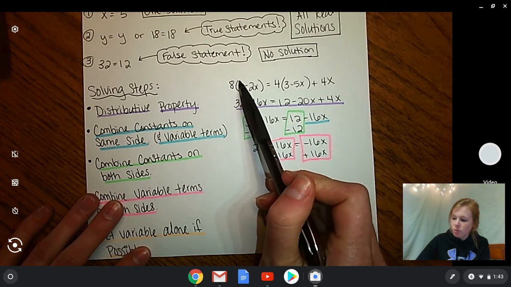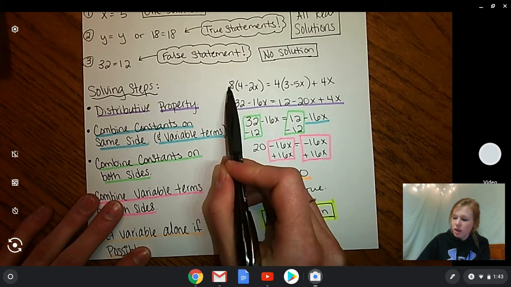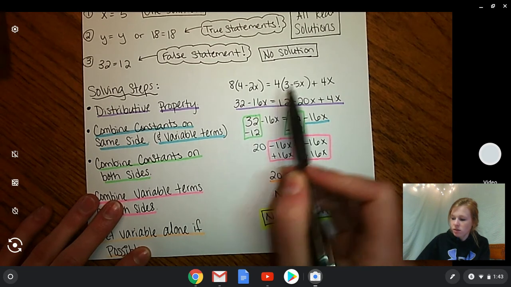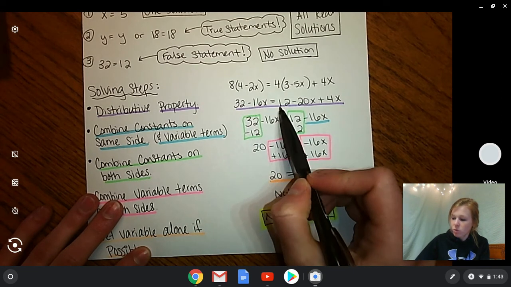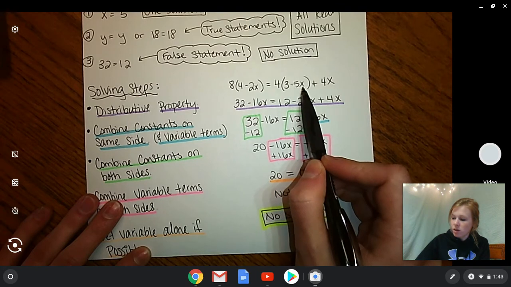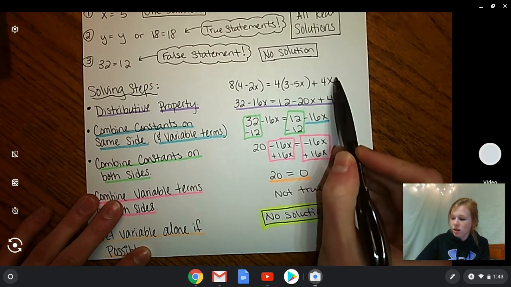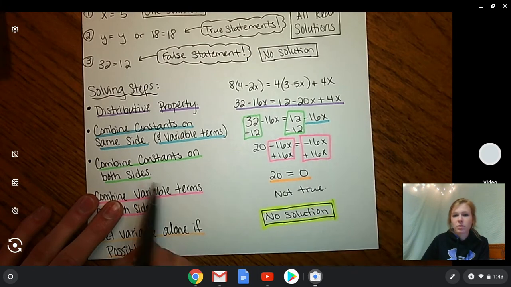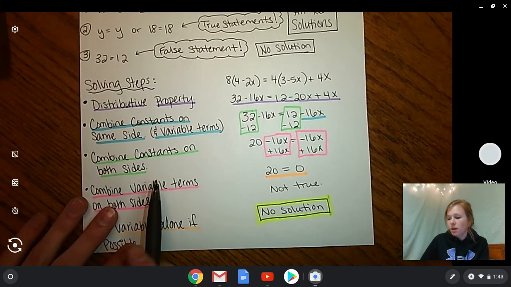So 8 distributed to 4 got me 32. 8 distributed to the minus 2x gives me minus 16x. 4 distributed to 3 gives me 12. 4 distributed to minus 5x gives me minus 20x. And then I brought the plus 4x down because I haven't touched it yet. Now I'm ready for my second step.